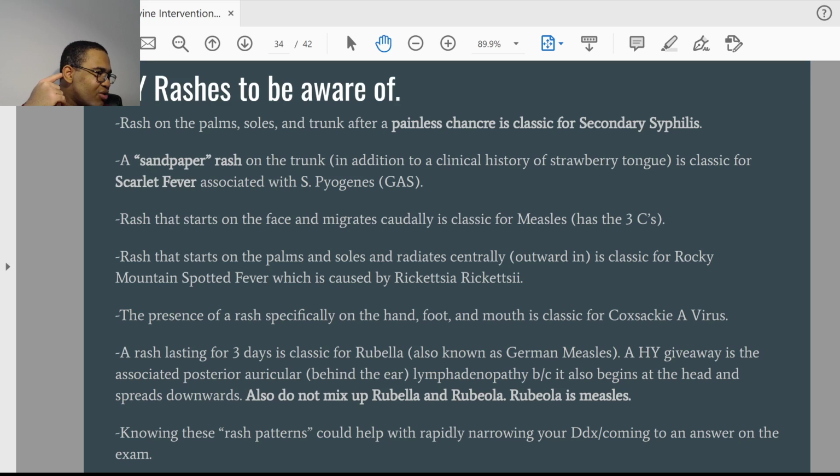is they'll have like posterior auricular lymphadenopathy. So lymphadenopathy behind the ears. If you see that, think about rubella. Think about rubella under those circumstances. Because again, right, kind of like measles, rash on the face goes downwards, right? But if you see posterior auricular lymphadenopathy, think about rubella.